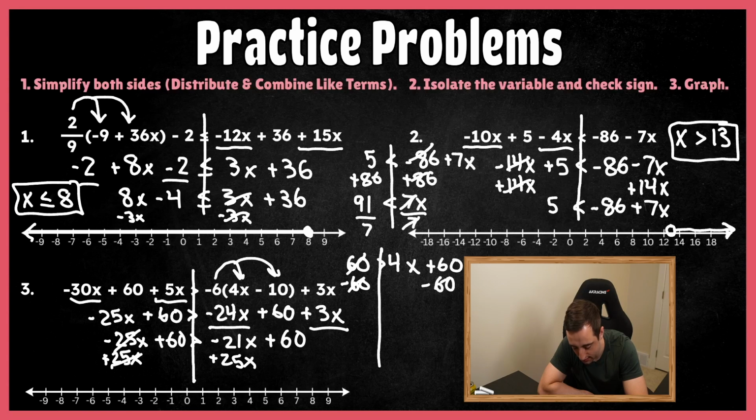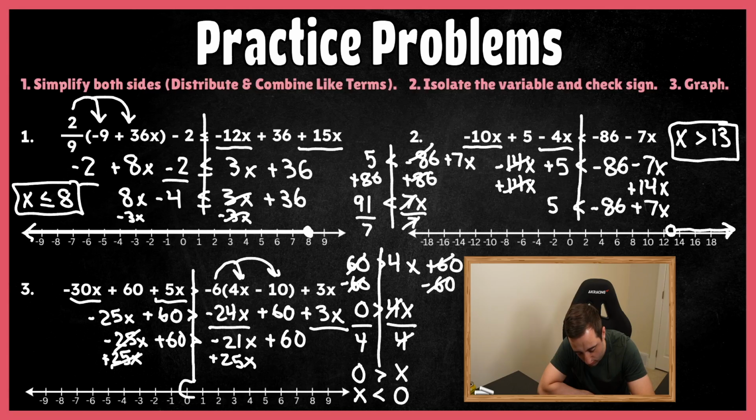60 minus 60, these all go to 0. We're left with 0 is greater than 4x. And now let's divide both sides by 4. 4's cancel, 0 divided by 4 is 0. And then we want to move the variable over to the left side, meaning our inequality sign is going to have to change directions. And our final inequality is going to be x is less than 0. So it's going to be an open circle on 0, and our inequality symbol was pointing to the left.